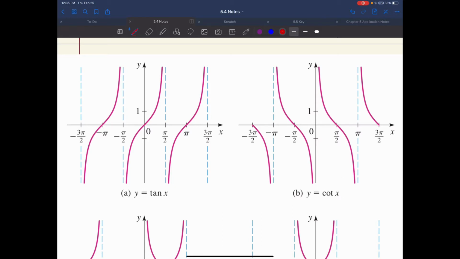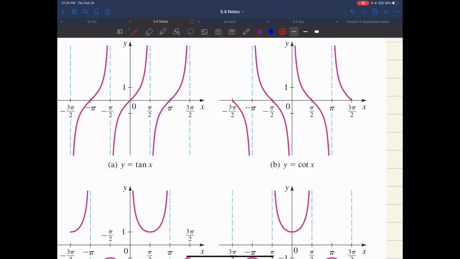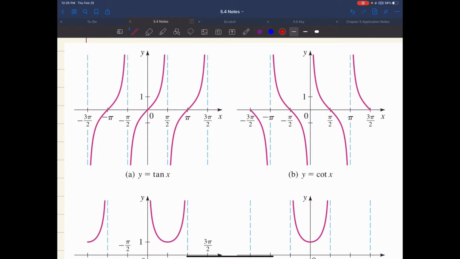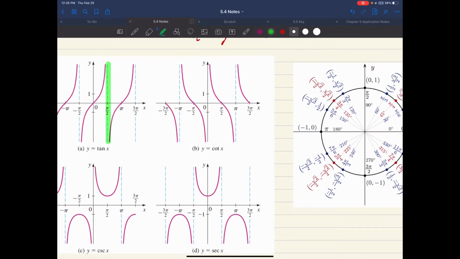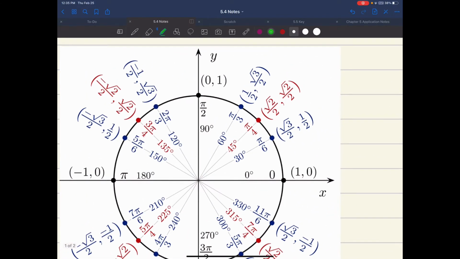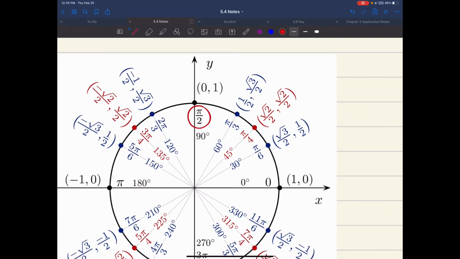The reason it's doing that is, let's look at our unit circle so we can look at these values. At pi over 2, for instance, why does it have an asymptote? Well, at pi over 2 we have the coordinate (0, 1). I'm going to change those to t's, so this would be cosine of t and sine of t. And so cosine is 0, sine is 1.